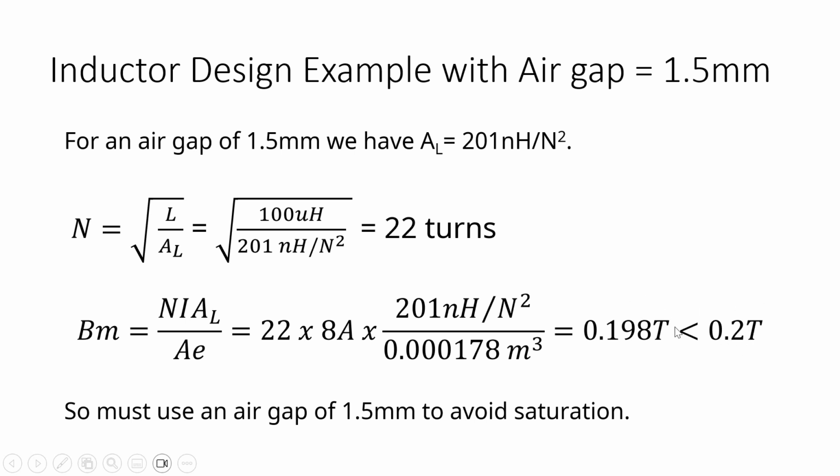So we are now safe. Now we can use these 22 turns with this air gap on this N87 core. So our design is complete. We have the number of turns, we have the core, we have the air gap. So the design is complete for the number of turns.